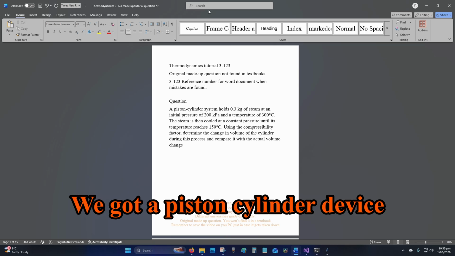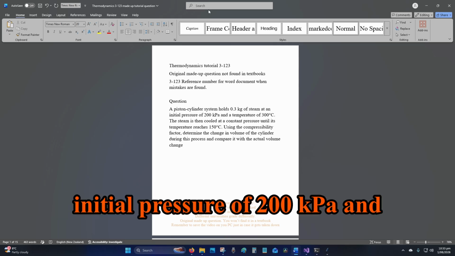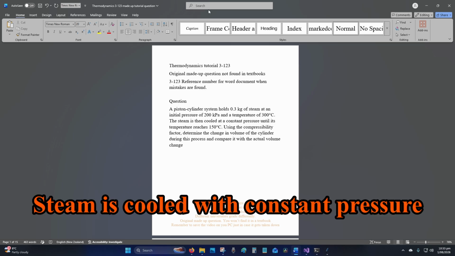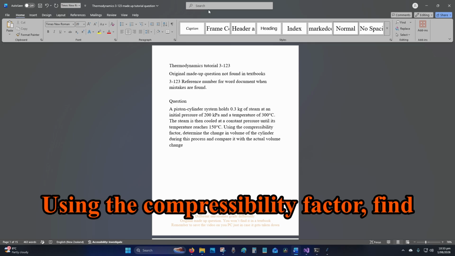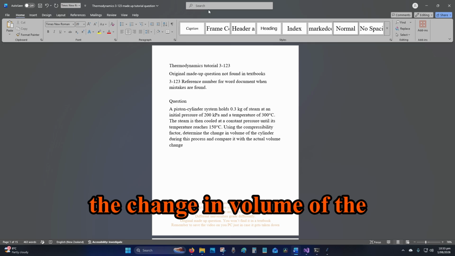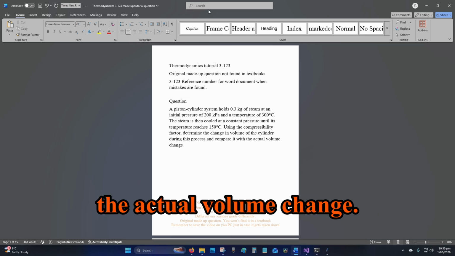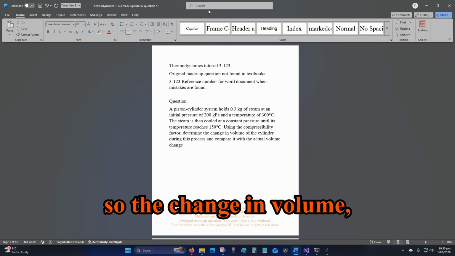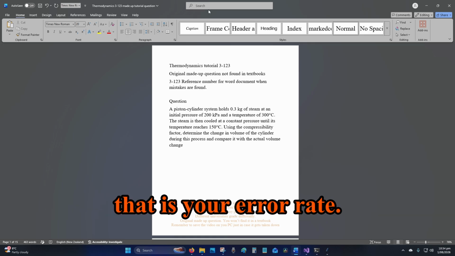We've got a piston-cylinder device containing 0.3 kilograms of steam, initial pressure of 200 kPa, and temperature of 300 degrees Celsius. Steam is cooled at constant pressure until the temperature reaches 150 degrees Celsius. Using the compressibility factor, find the change in volume of the cylinder during this process and compare it with the actual volume change. So what they want is the delta capital V, the change in volume, and then compare it with the actual volume change, so that is your error rate.